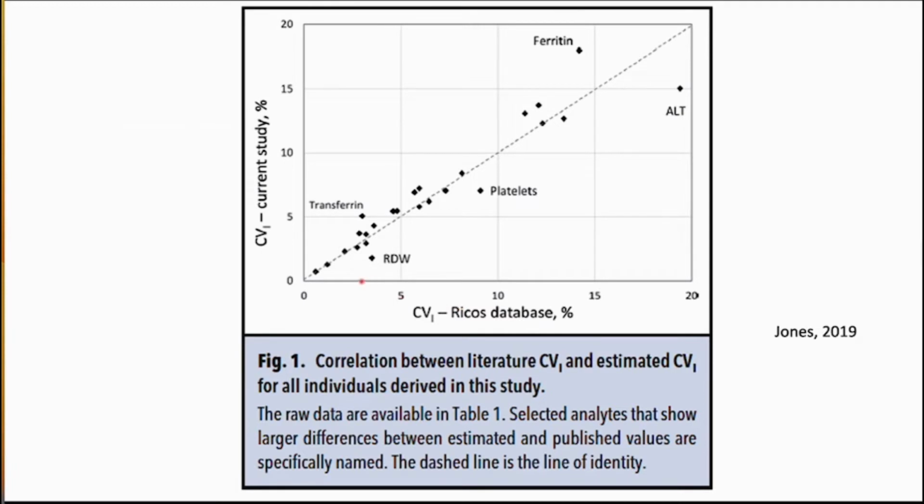On the y-axis here is plotted the biological variation as he determined from his outpatient study, and on the x-axis the biological variation reported in the RICOS database. If they're equivalent, then the points should fall on this dashed line. And you can see that generally there is pretty good agreement between what he found in his hospital outpatient setting versus the more formal published studies in the RICOS database. So I think this sort of study shows that it's possible to use large data sets, including hospital data sets, in order to come up with measurements of biological variation, which is useful.